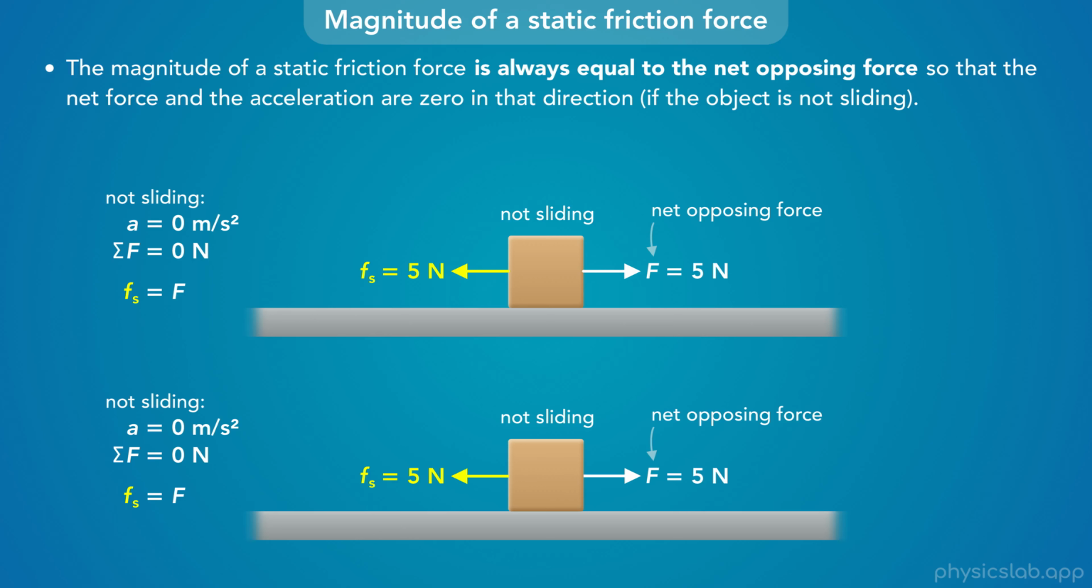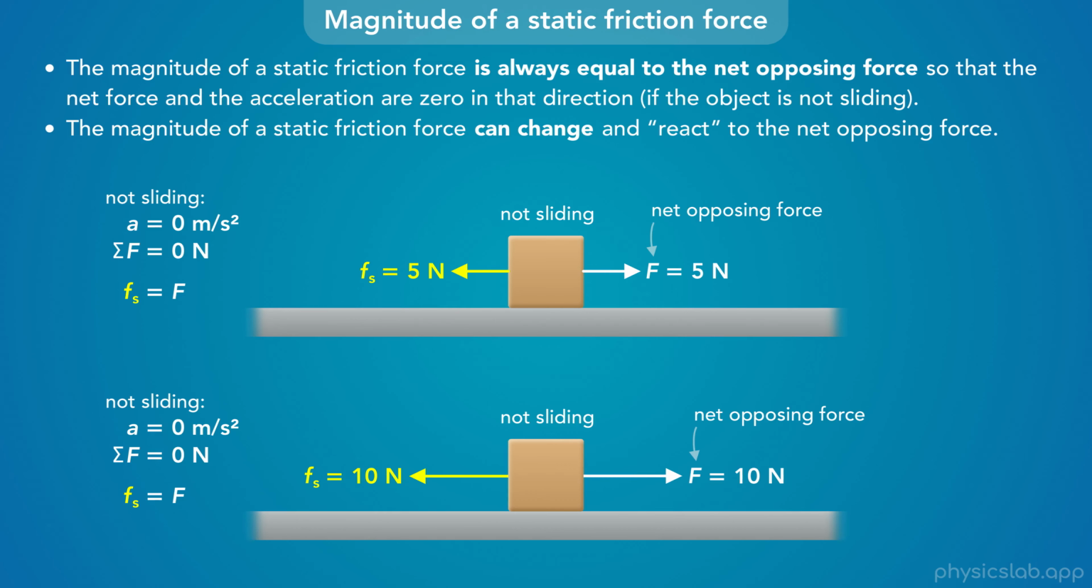What if the net opposing force pulled harder and increased from 5 newtons to 10 newtons? If we're told that the object is still not sliding, then the static friction force must have increased to 10 newtons, so that the net force is 0. So, the magnitude of a static friction force can change and react to the net opposing force. What if the force increased to 15 newtons? Again, as long as we're told that the box is not sliding, the static friction force will increase so that it's equal to the net opposing force.